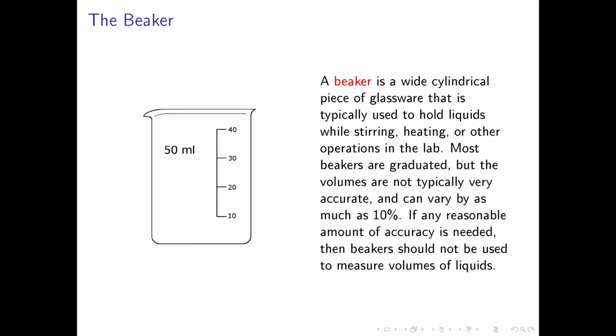The first piece of glassware that we will use is called the beaker. A beaker is a wide, cylindrical piece of glassware that is typically used to hold liquids while stirring, heating, or other operations in the lab. Most beakers are graduated with markings, but the volumes are not typically very accurate and can vary by as much as 10%. If any reasonable amount of accuracy is needed, then beakers should not be used to measure volumes of liquids. We will demonstrate how poorly the accuracy and precision of a beaker measurement are.